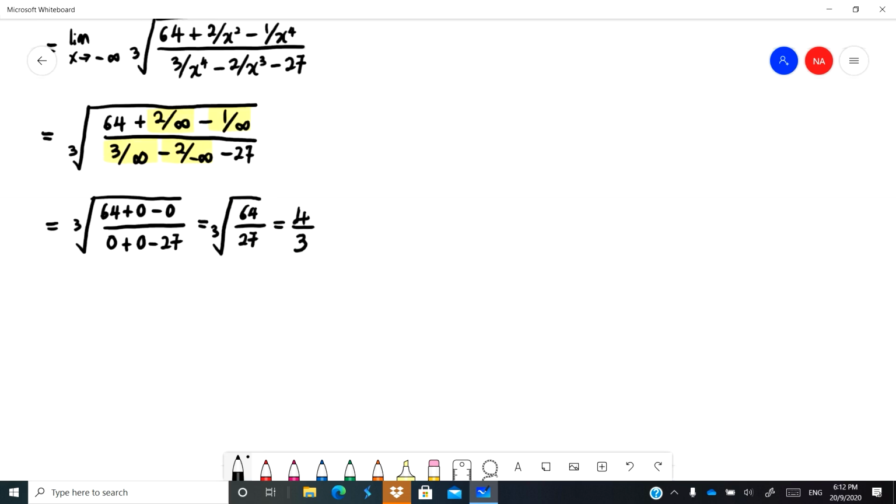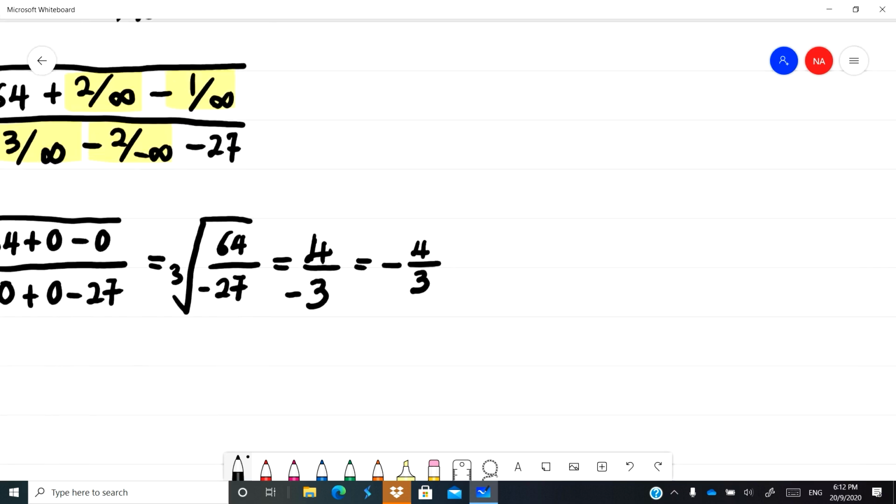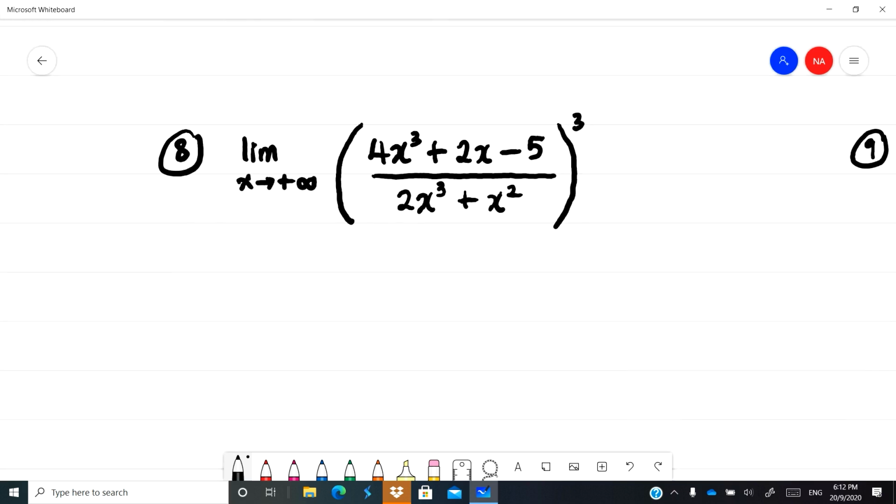I'm sorry, be careful, this is not positive 27, this is negative 27, so this is 4 over negative 3. This is simplified as negative 4 over 3. This is your final answer, be careful. Don't make silly mistakes just like I did just now.